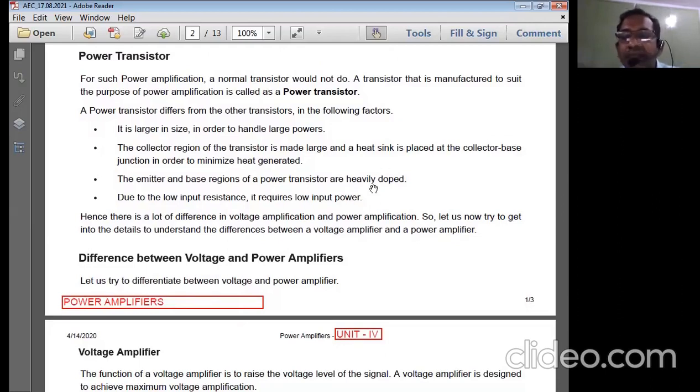The reason is that the output of a power amplifier should draw more current in comparison with voltage amplifiers. Since you have to support more current flow along with a moderate voltage gain, you should get current gain as well. Okay, because what is power? It is voltage into current. Voltage into current is known as power. So both voltage as well as current have to be amplified or increased in order to support more power onto the load.